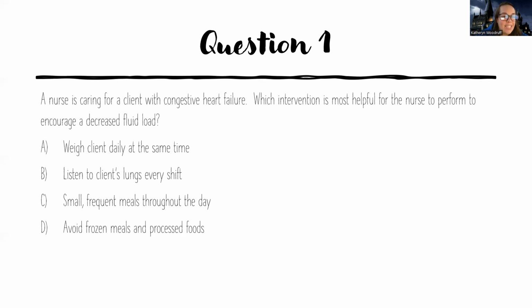So then we go to D. It says avoid frozen meals and processed foods. This is the only one I really have left, so I have to think about this. How would that help? I know that frozen meals and processed foods have a lot of sodium. Yep, I know you were thinking the same thing I was. Because of this, we do want them to have lower amounts of sodium, because if they have less sodium, they're going to be retaining less fluid. So D is the only one that's actually going to help them lose fluid, because if they have less salts, they'll have less water, and then they'll have less of a fluid load. So the correct answer here is D, avoid frozen meals and processed foods.